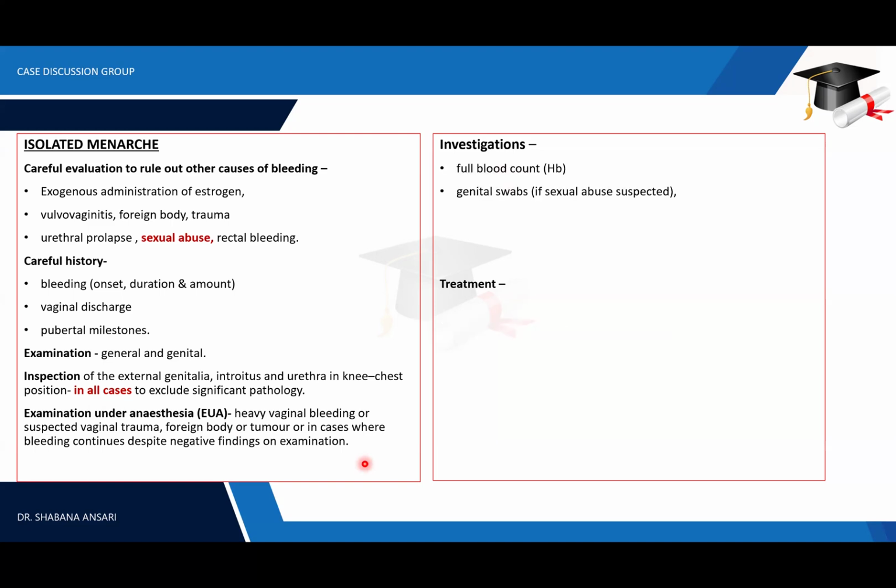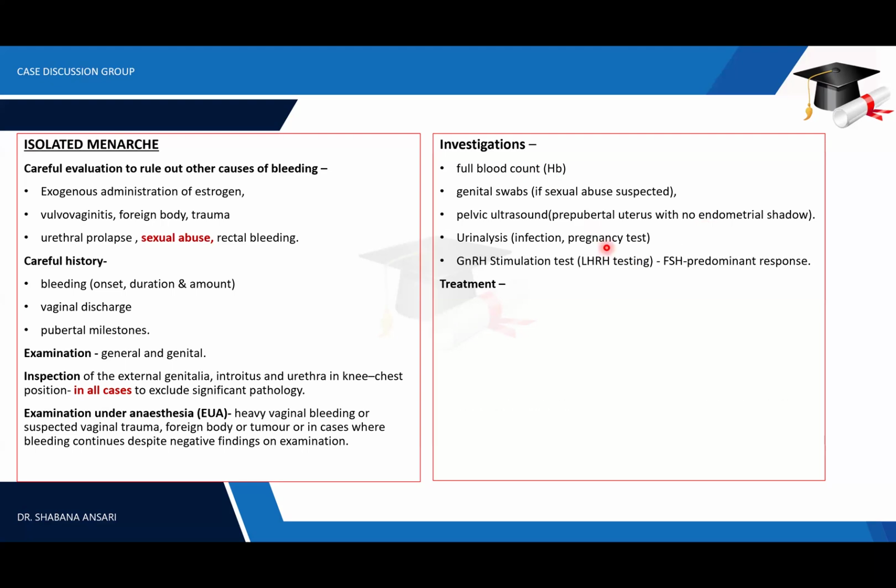What about the investigations? Now, this bleeding young girl, so we are going to do full blood count, check the hemoglobin, genital swabs if indicated, if sexual abuse is suspected, pelvic ultrasound scan if indicated. So it usually shows prepubertal uterus and no endometrial shadow. Urine analysis to rule out infection, and if indicated, pregnancy test to rule out pregnancy.